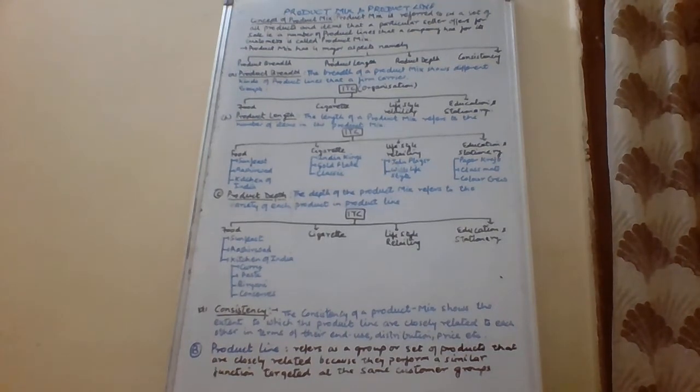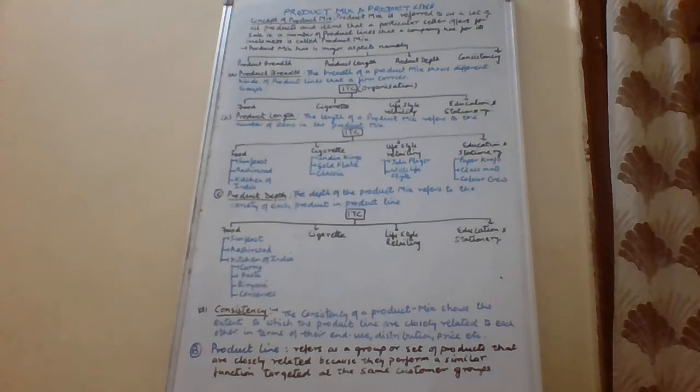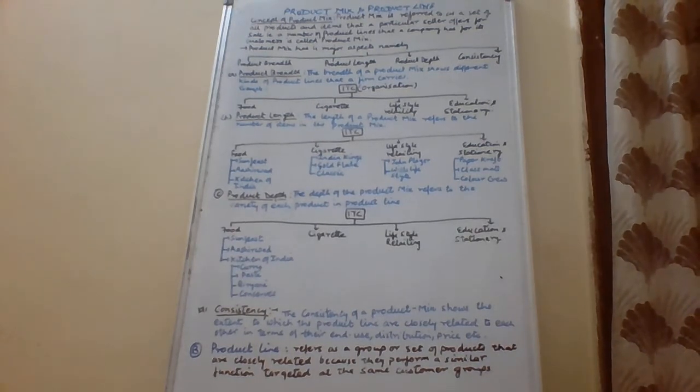So there are others. I have taken these three. Then lifestyle retailing. They are into John Player, the promotion of John Player and Will's lifestyle. Now this is premium wear for men and women. They are into wardrobe making for men and women. And then education and stationery, they are into Paper Craft, Classmate, Colour Crew. So these are the various categories.